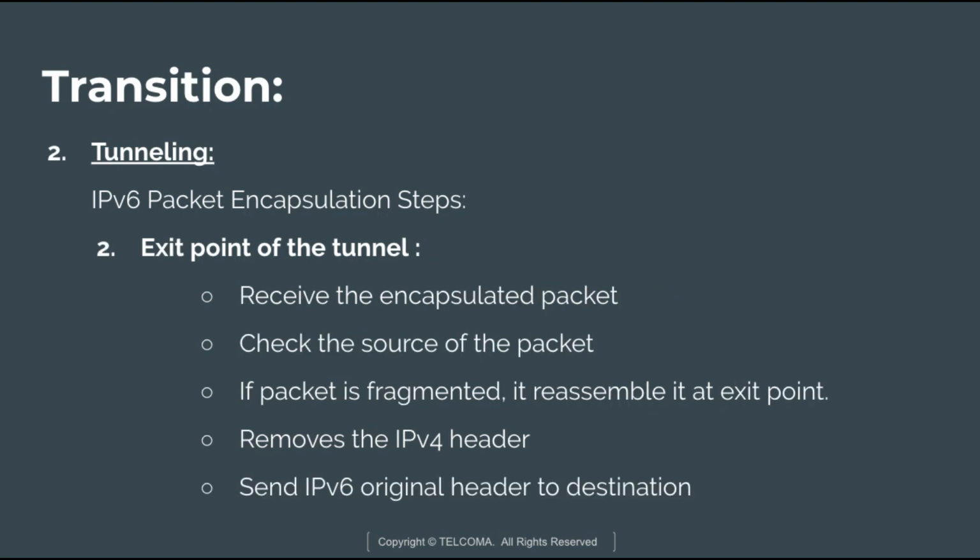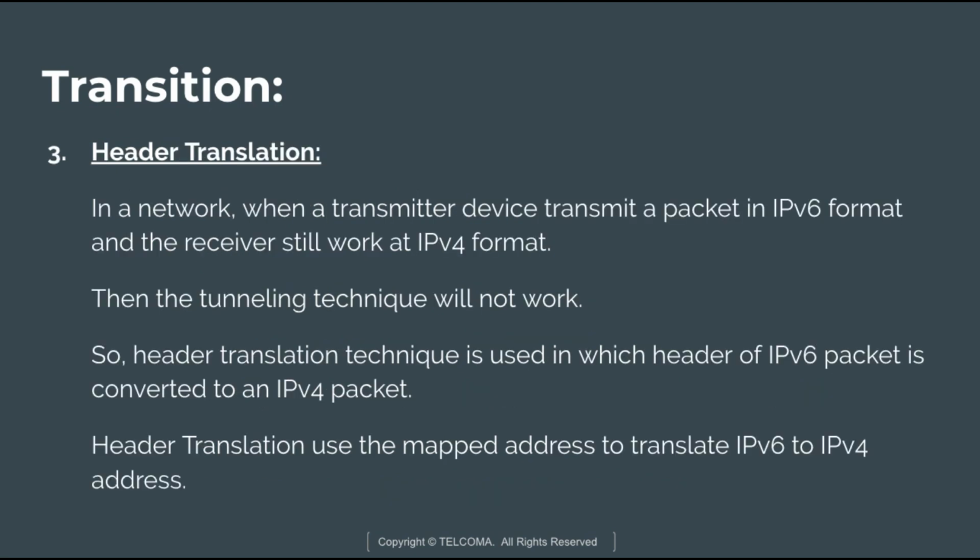Here what happens is, it receives the encapsulated packet, checks the source of the packet, and then if the packet is fragmented, it will reassemble it at the exit point. And it will remove the IPv4 header and send the original IPv6 packet to the destination. The next part is header translation.